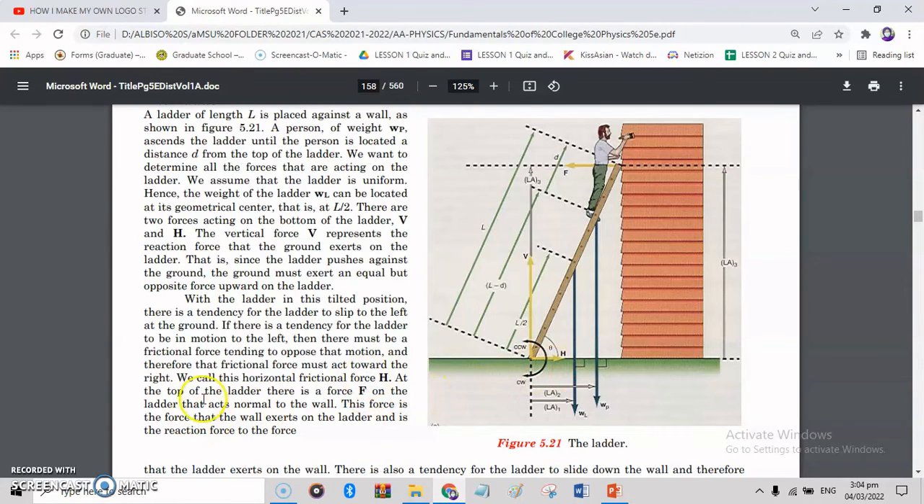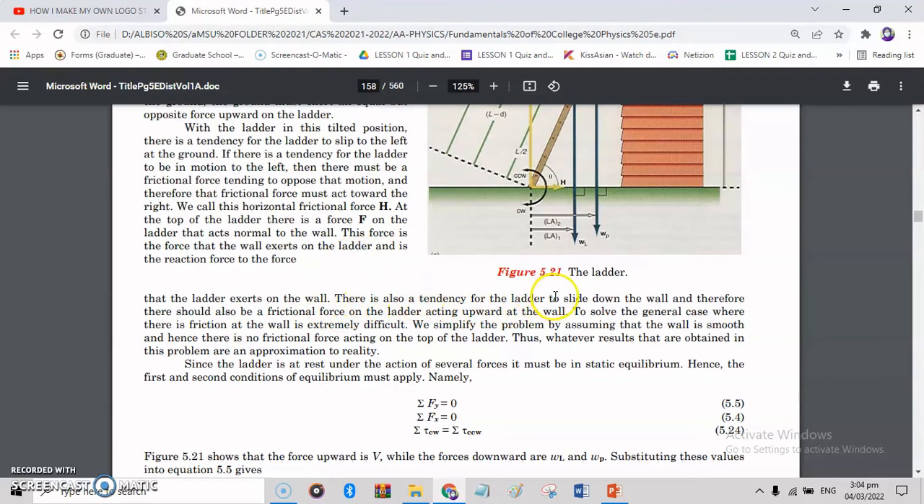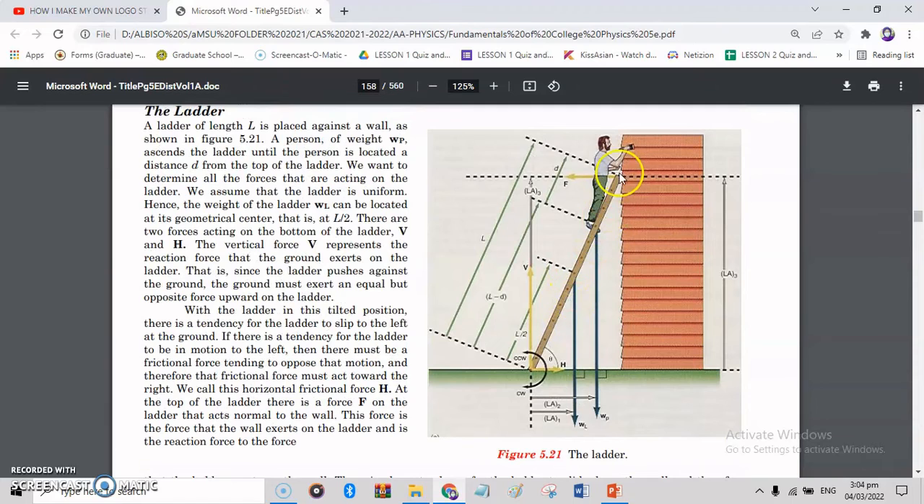Now, at the top of the ladder, there is a force F on the ladder that acts normal to the wall. Okay? Nakadikit kasi si ladder dito, so there is a normal force para dun sa ladder, and that is perpendicular to the surface of the wall. Now, there is also tendency for the ladder to slide down the wall, and therefore there should also be a frictional force on the ladder acting upward at the wall. Okay, kaya meron din dito na frictional force pataas, kasi may tendency na itong ladder is mag-slip pababa. So, meron rin dapat dito.